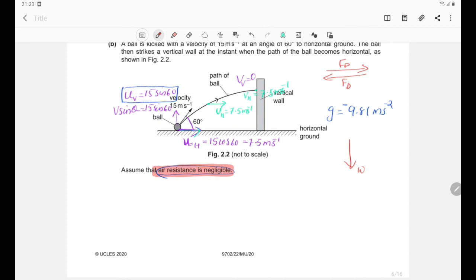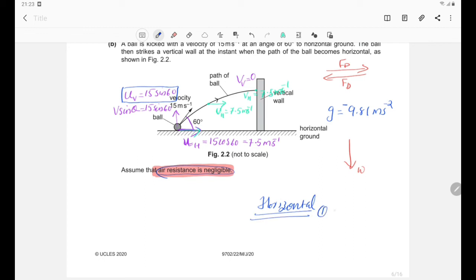That's why there is an acceleration downwards. But horizontally there is no force, so horizontally there is no acceleration. As long as there is no acceleration horizontally, the speed will be constant. So when you consider horizontal motion, these are the important points you have to remember.